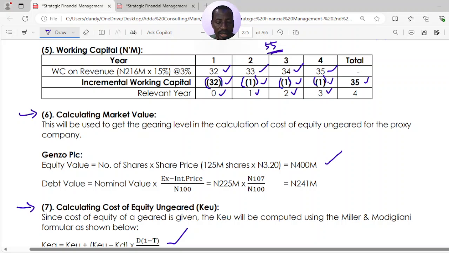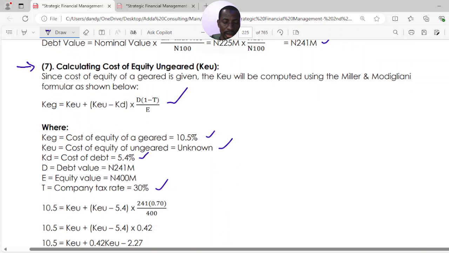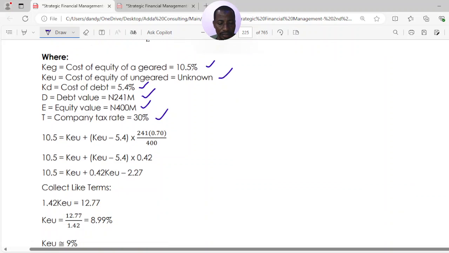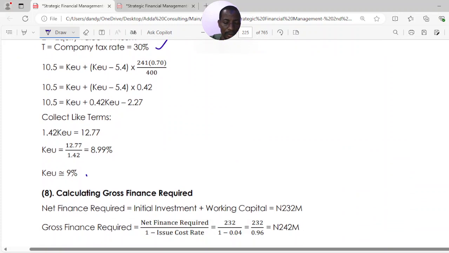The market value of the debt is the nominal value multiplied by the market price divided by 100. The nominal value of the debt is 225 million, and the market price of the debt is 107 divided by 100. That will give us 241. So I've gotten the debt value to be 241, equity value to be 400. At this point, I'll just slot into the formula and I will get the final answer is equal to 9%. So the cost of equity on gear is approximately 9%.